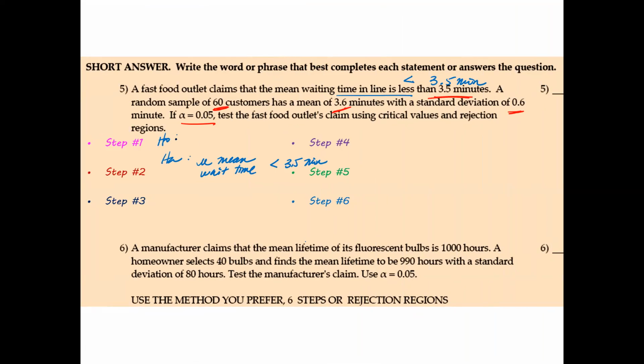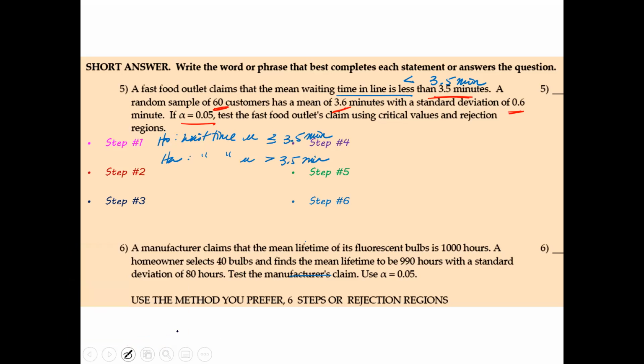Now, the null hypothesis, oh, I'm sorry, hold on a second. Just kidding, I wrote this incorrectly. This claim is actually your null hypothesis. So your wait time is going to be less than or equal to 3.5 minutes. Your alternative is going to be your wait time is greater than 3.5 minutes.